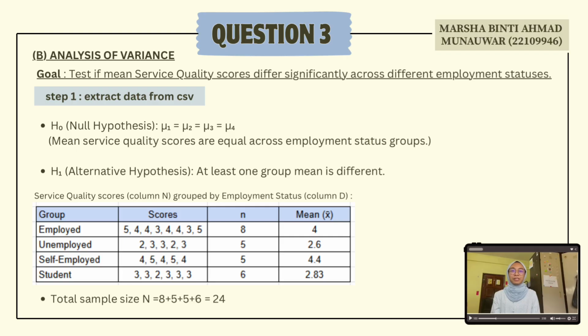For step 1, we grouped the survey data based on employment status and then calculated the mean service quality rating for each group. So employed is 4, unemployed is 2.6, self-employed is 4.4, and students is 2.83. So we can already see that the averages are quite different, but ANOVA helps us confirm if this difference is statistically significant.